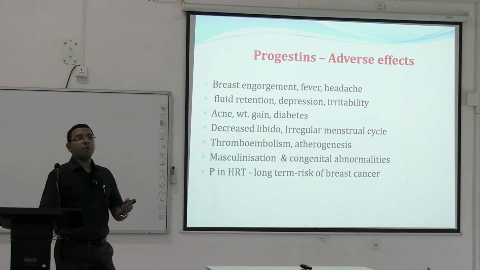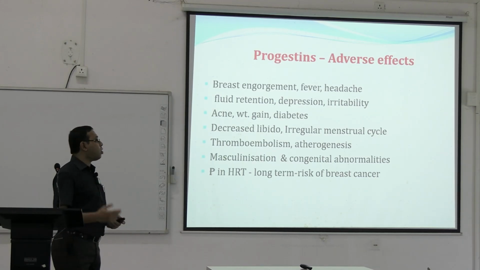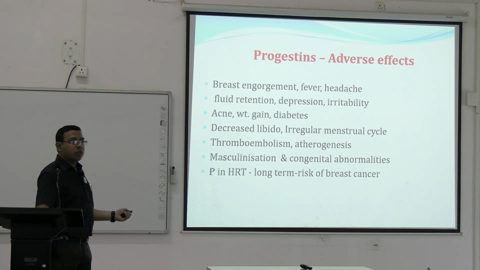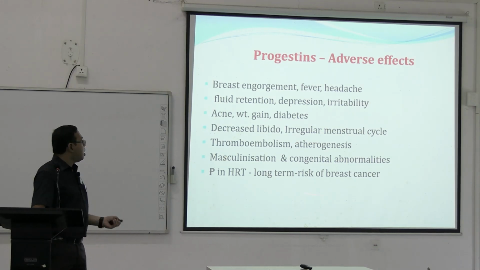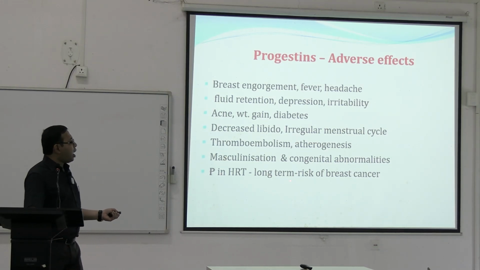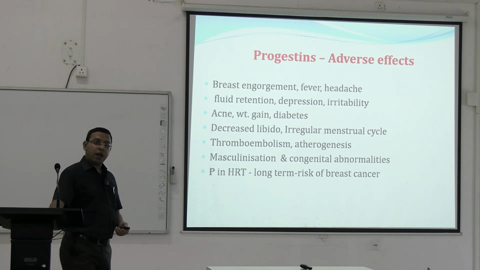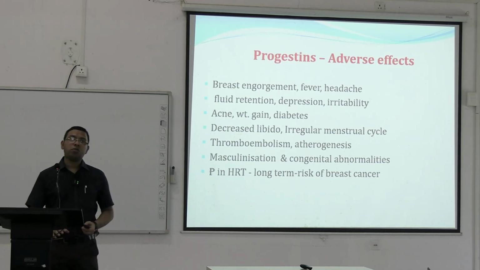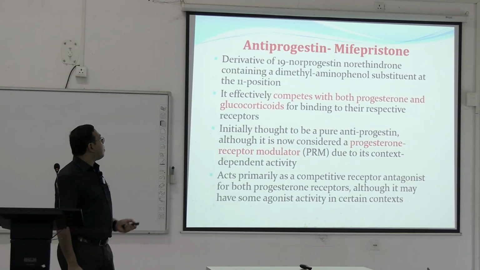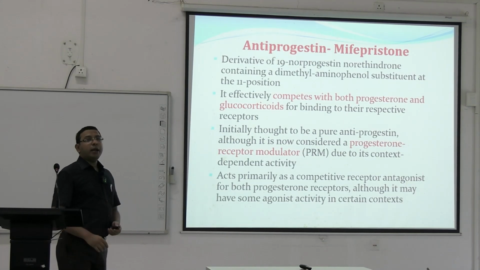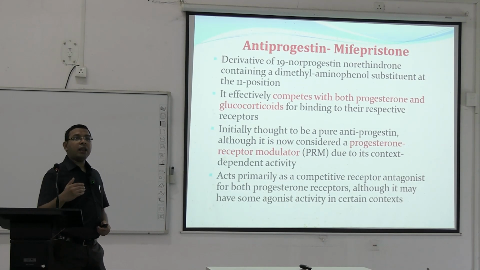For regularization of the menstrual cycle, progesterone is given, but irrespective of this, an irregular menstrual cycle can happen. Thromboembolism, atherogenesis, masculinization, congenital abnormalities, all this can happen, and there is a long-term risk of breast cancer. Breast cancer is there with estrogen also, with menopausal hormone therapy. It is always there. And now coming to the antiprogestin, the antiprogestational agent.